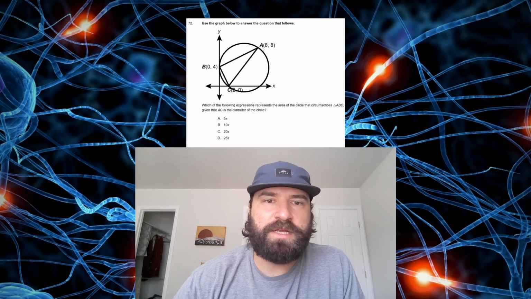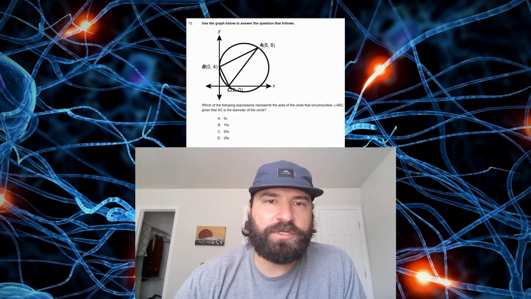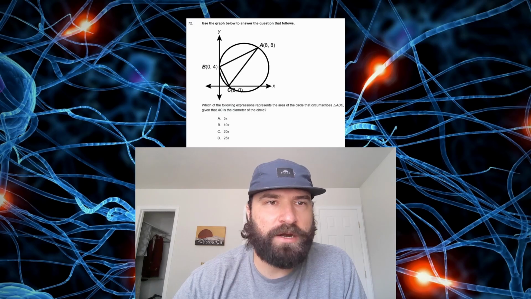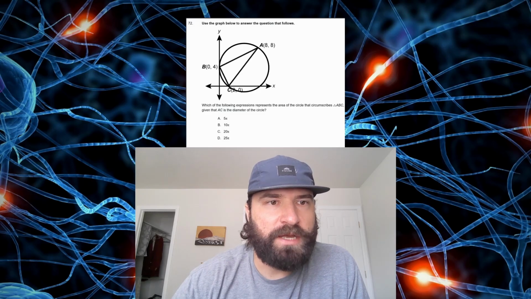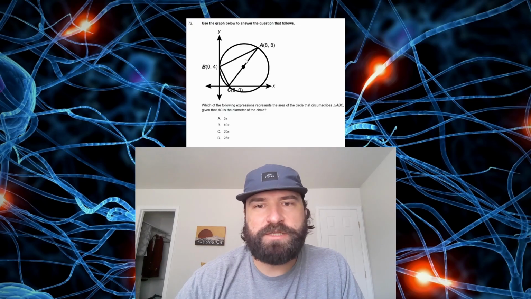And they're also telling us that AC is a diameter of this circle. So a diameter is a chord or a line that touches both edges of the circle and goes through the center. So let's denote the center on here as well. So there's the center of our circle. Now we can kind of visualize what's going on, but they're also asking about the area of a circle.